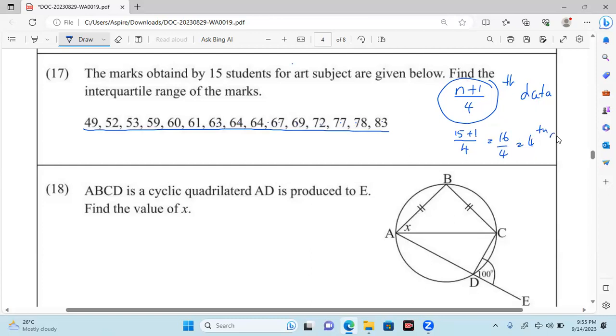Fourth data. What is the fourth data here? Q1 is first quartile, 1 2 3 4. This is our Q1.